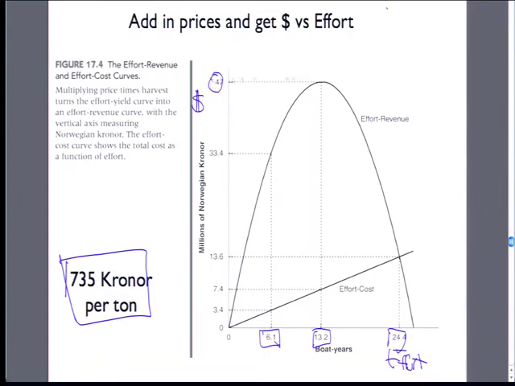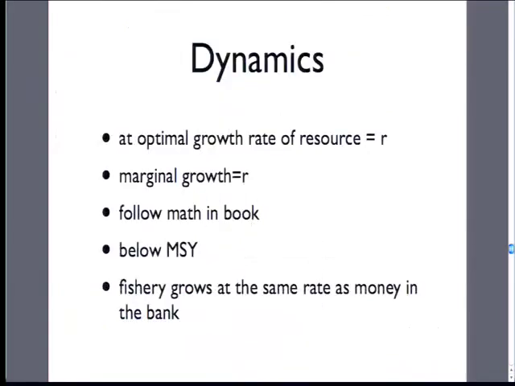So here's the maximum sustainable yield point, 47 million kroner getting landed each year, and this is the number of boat years that corresponds to the maximum sustainable yield.